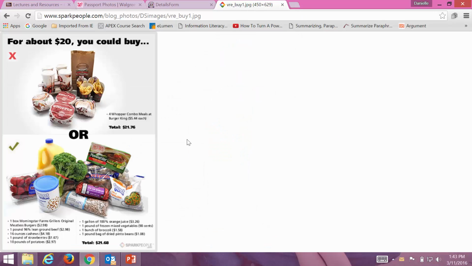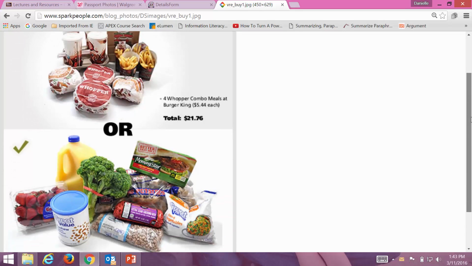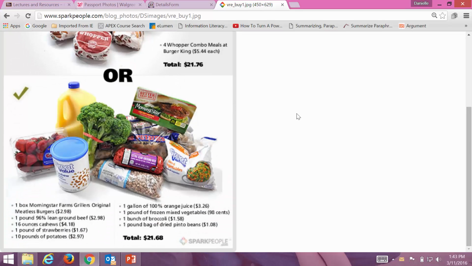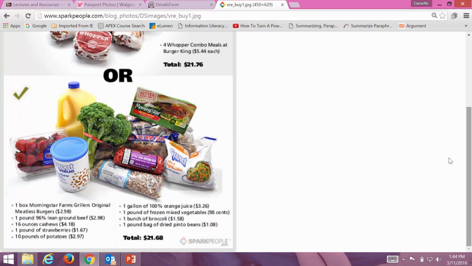So we're talking about how it's cheaper to buy fast food and food that's bad for you versus healthier food. But this image actually shows that you could do it. So if you're making an argument that a lot of people buy junk food like this because it's cheaper, that you actually can get some value for your money if you eat healthy.